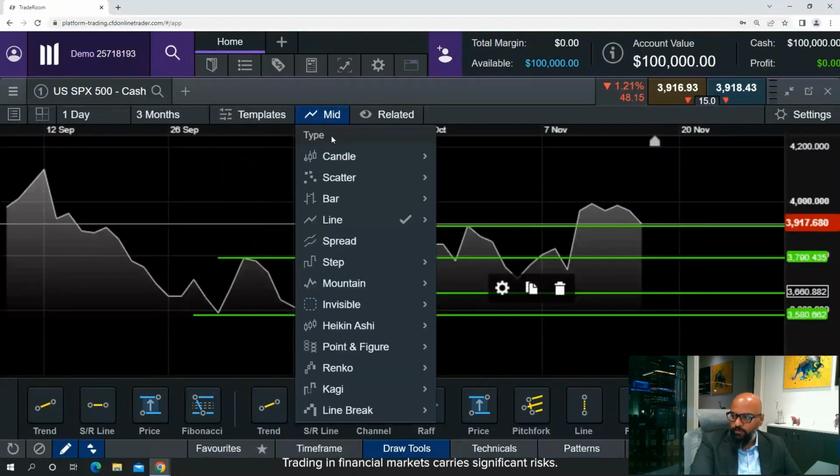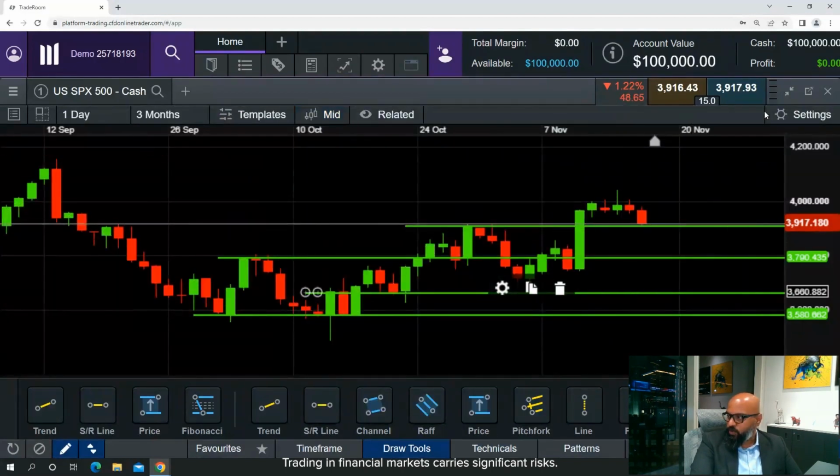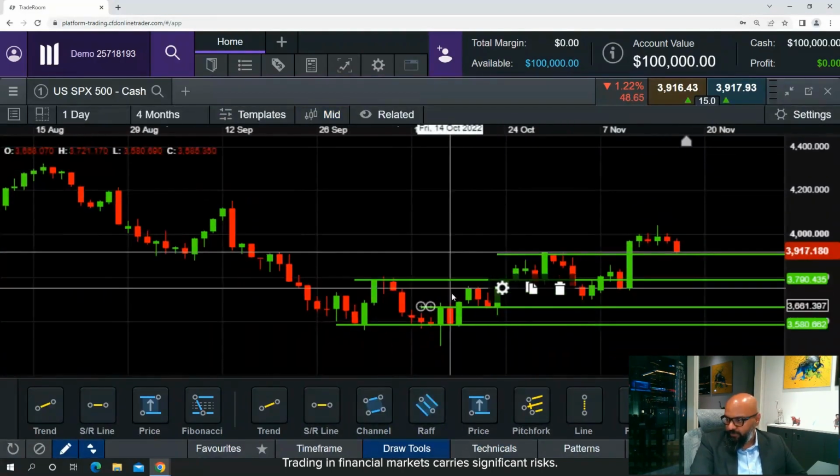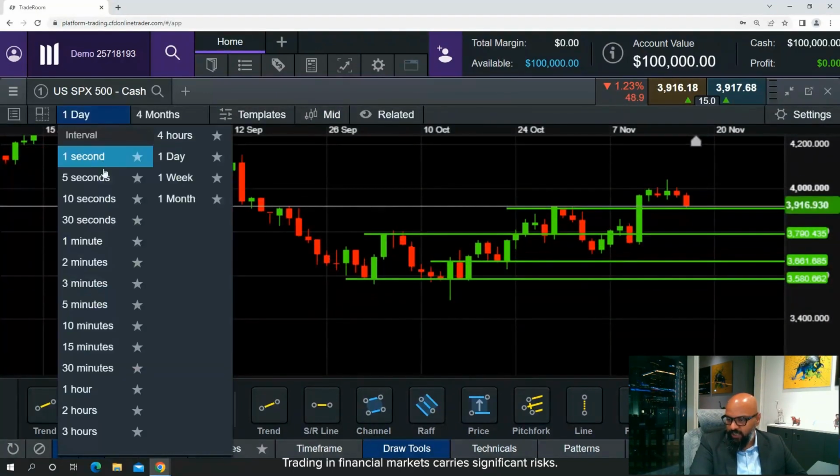Now I go back to my candlestick chart. Now let's look at what has happened in this particular chart. Can you see the candlesticks? Let me make the same chart. Now I'm going to change from 1 day into 4 hours.